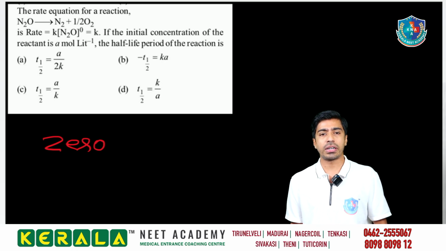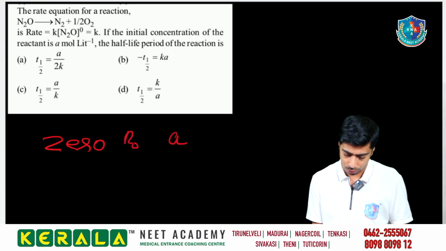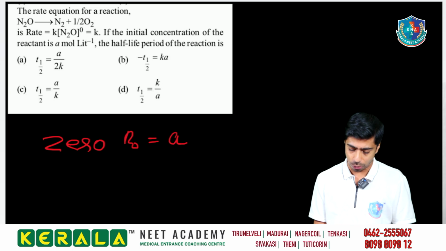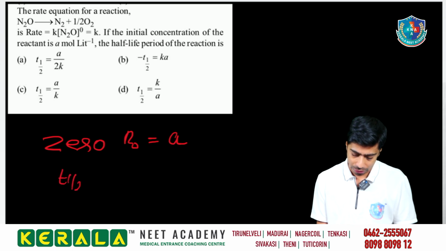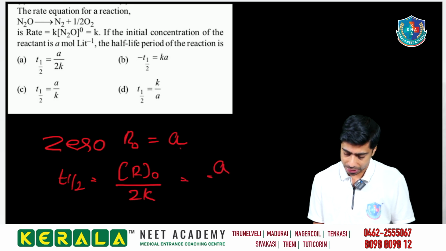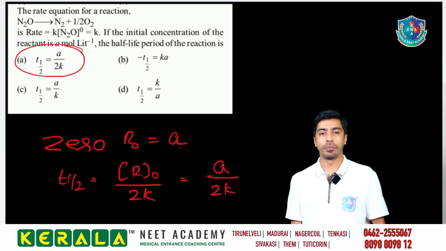If the initial concentration of the reactant, R0, is given as A, then what is the half-life period of the reaction? We know that for a 0 order reaction, T half is equal to R0 divided by 2K. So R0 is given as A, divided by 2K will be the answer. So the answer is T half is equal to A divided by 2K.